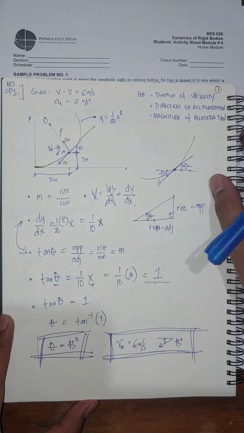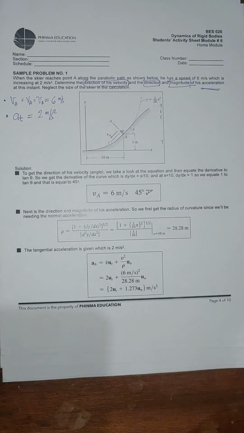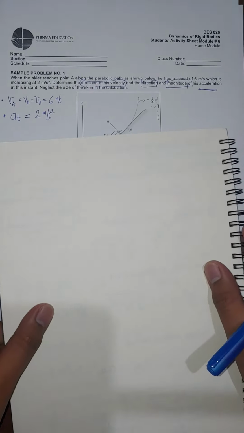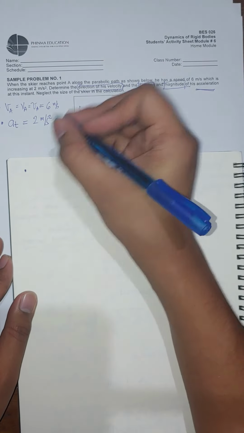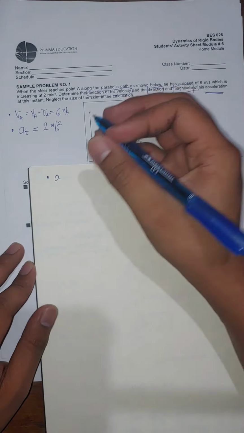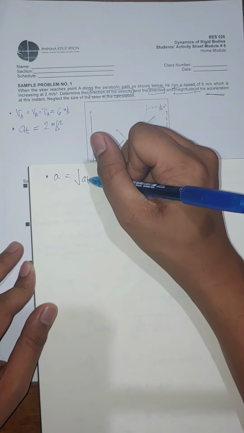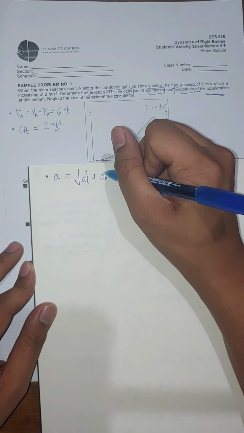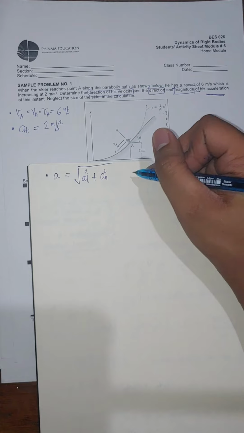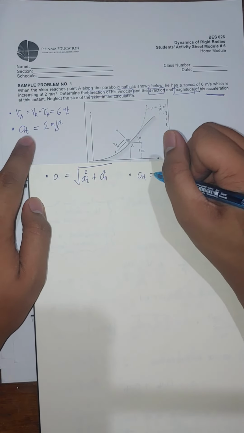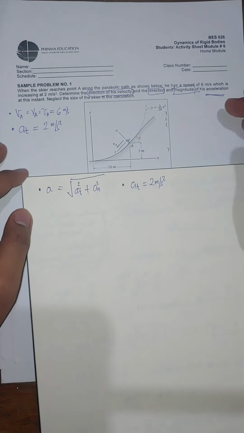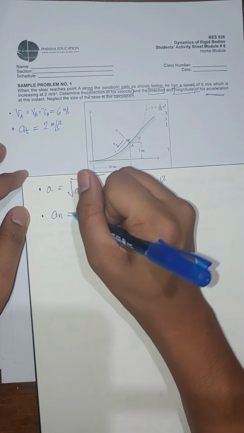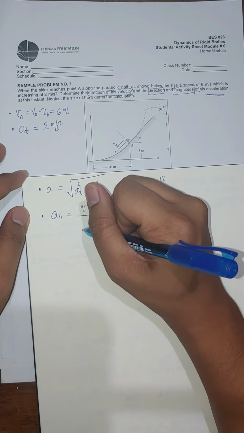Next, we're asked the direction of the acceleration and then the magnitude of acceleration. Okay. So for the magnitude, we have the equation: the acceleration magnitude is equal to the square root of the tangential acceleration squared plus the normal acceleration squared. So recall our tangential acceleration is 2 meters per second squared, and the normal acceleration is just equal to the square of the velocity over rho.